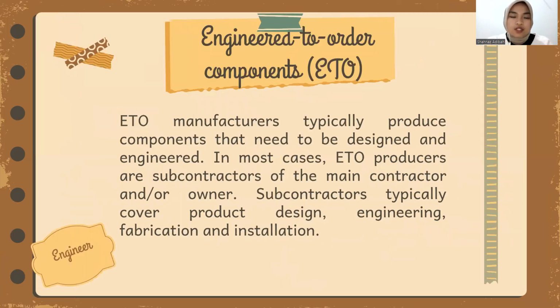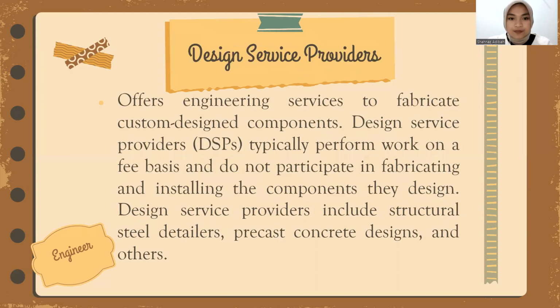And the classification of building components in more detail is divided into three. First is engineered-to-order components or ETO. ETO manufacturers typically produce components that need to be designed and engineered. In most cases, ETO producers are subcontractors of the main contractor and or owner. Subcontractors typically cover product design, engineering, fabrication, and installation.